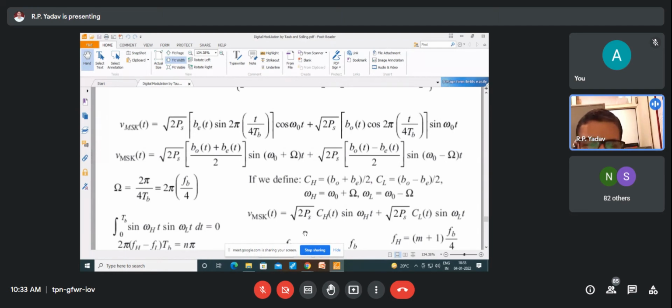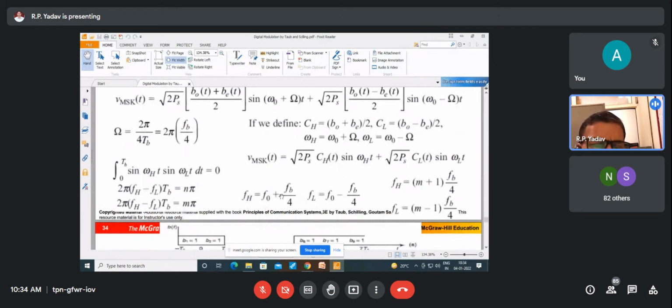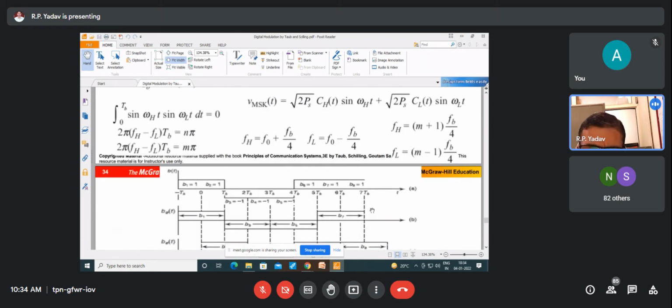So what representation finally comes out of MSK is √2 PS CH(t) sin ωH t, √2 PS CL(t) sin ωL t. Now you can see here FH is F0 plus Fb by 4 and FL is F0 minus Fb by 4. That's the interval. So I will be transmitting corresponding to FH this frequency and FL, some integral multiple of Fb by 4.